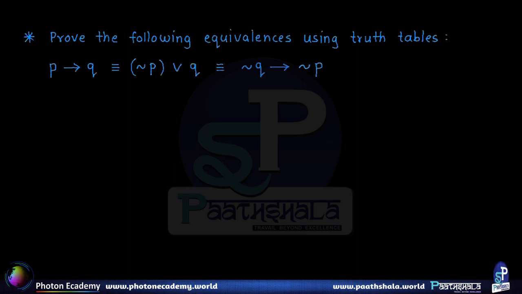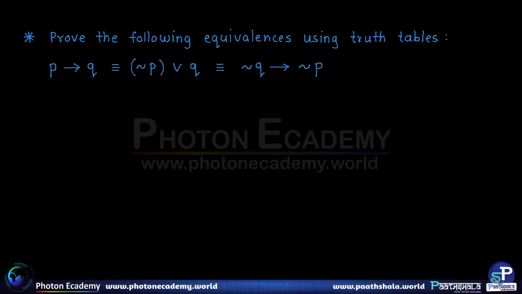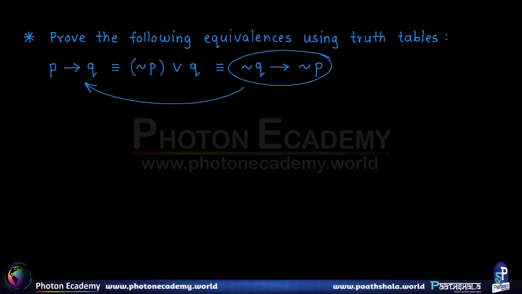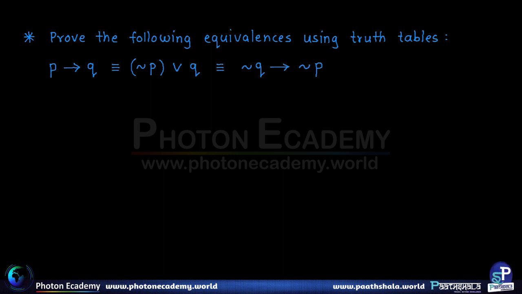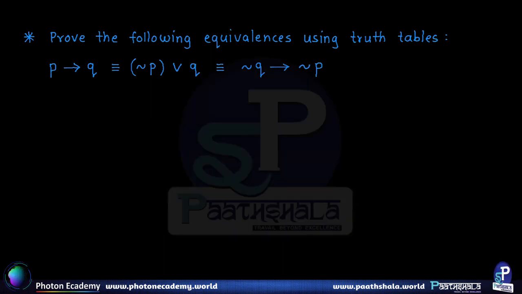Prove the following logical equivalences using truth tables. Here, P implies Q is equivalent to negation P or Q, which in turn is equivalent to negation Q implies negation P. If you recollect, the last part is nothing but the contrapositive of the original implication. So here we are going to prove an important result, that the contrapositive is equivalent to the original implication. To prove this, we will need several columns in the joint truth table. So let's start building them one by one.